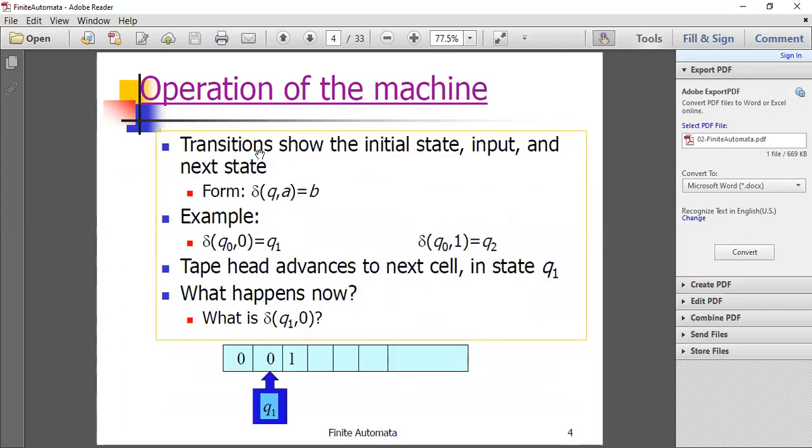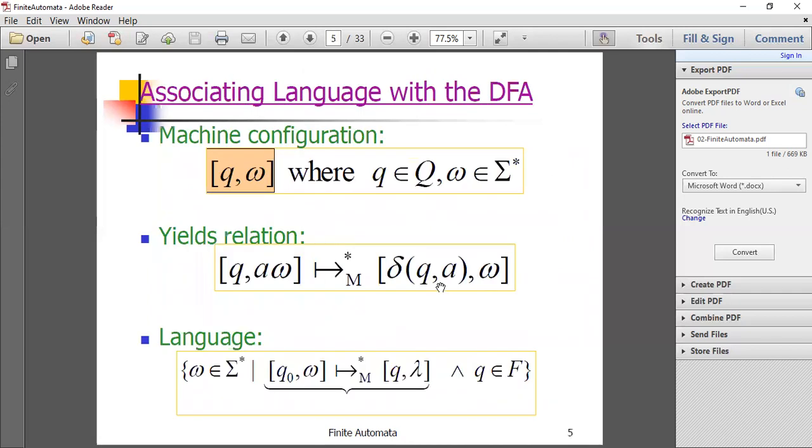Okay. So a transition, which can show the initial state, inputs and next state, is written as delta of q comma a, that is, on a when it is entered on q, it is moving to the transition on the b state. So for example, how you are going to write the transition function here: delta of q0 on 0, it is reaching q1 state. So here also one example is given, delta of q0 on 1, it is reaching q2 state. Okay, we can see more examples.